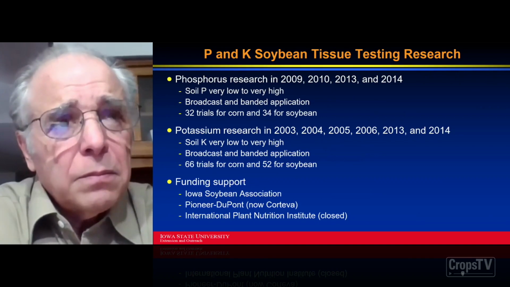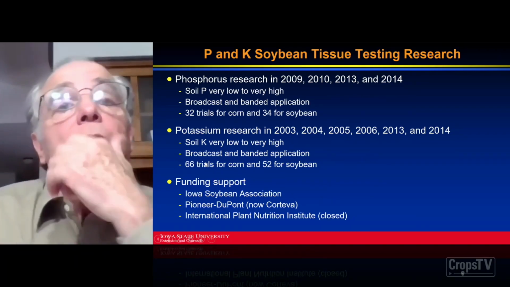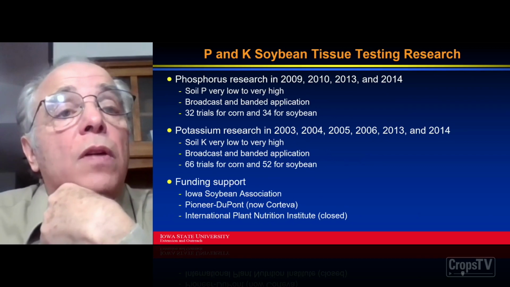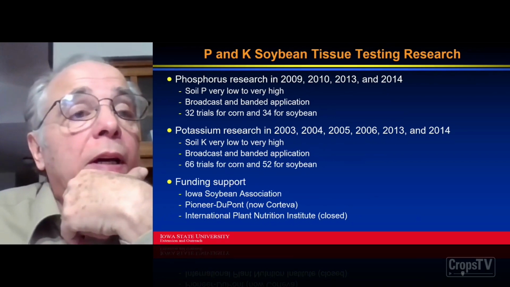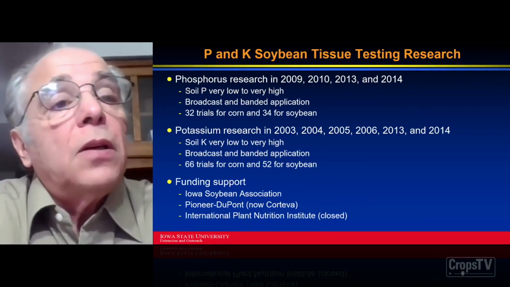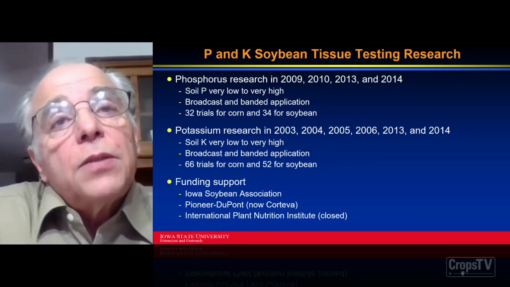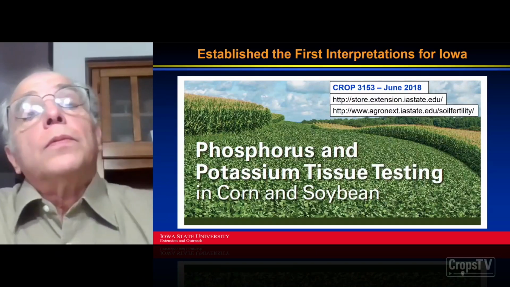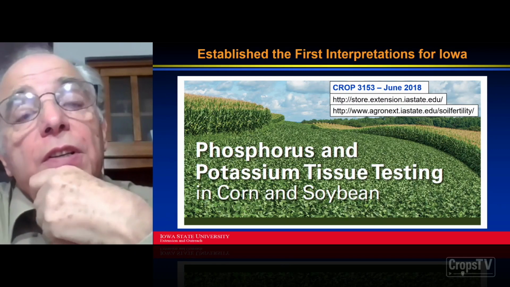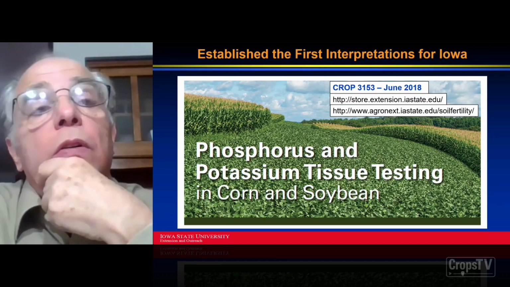Then for potassium, we have trials from 2003 until 2014. And again, we have all these treatments. We have 66 trials for corn and 52 for soybean. And I would like to acknowledge here the people that helped us with funding for this project. Now, based on these results, in June of 2018, we put together with Dr. John Sawyer the first Iowa tissue testing interpretation for phosphorus and potassium.